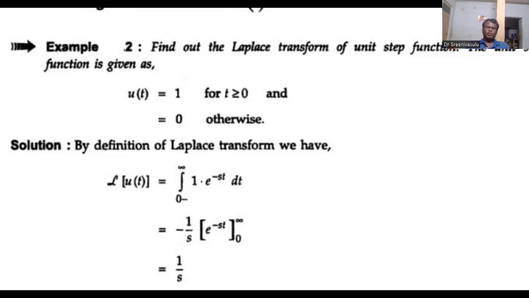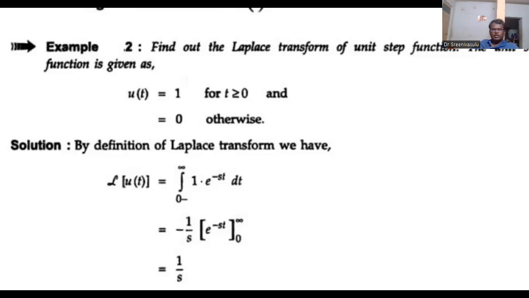Now, if you write the Laplace transform of u of t, it is equal to, by the general formula, the integral from minus infinity to plus infinity of u of t into e power minus st dt. Now, what is this u of t? u of t is 1 for time t greater than or equal to 0. So the limits are from 0 to infinity, and within these limits u of t is 1, so we have e power minus st dt.